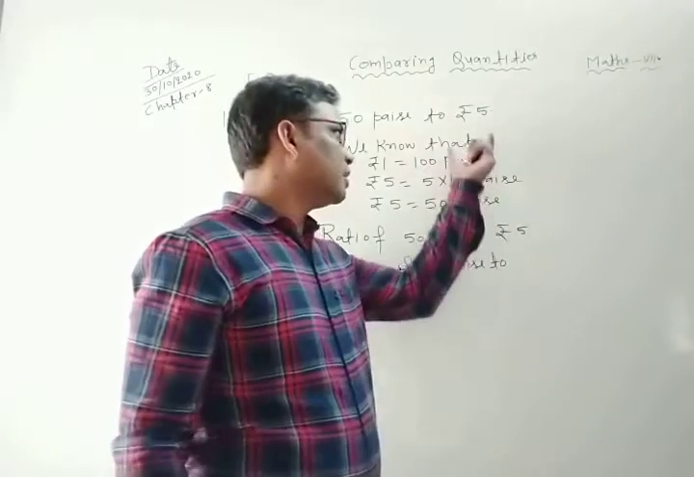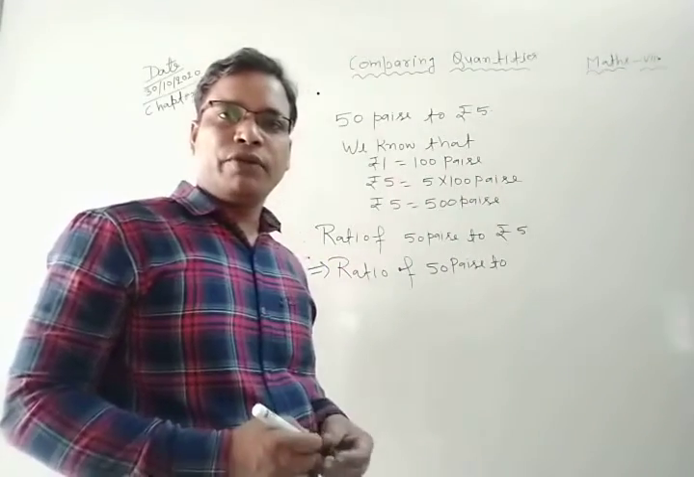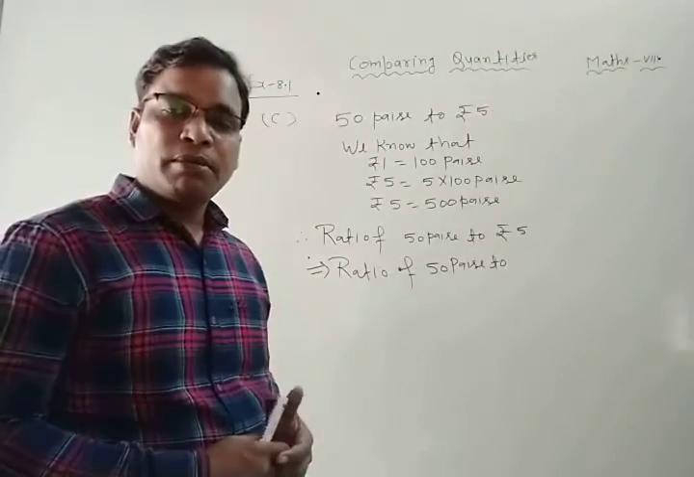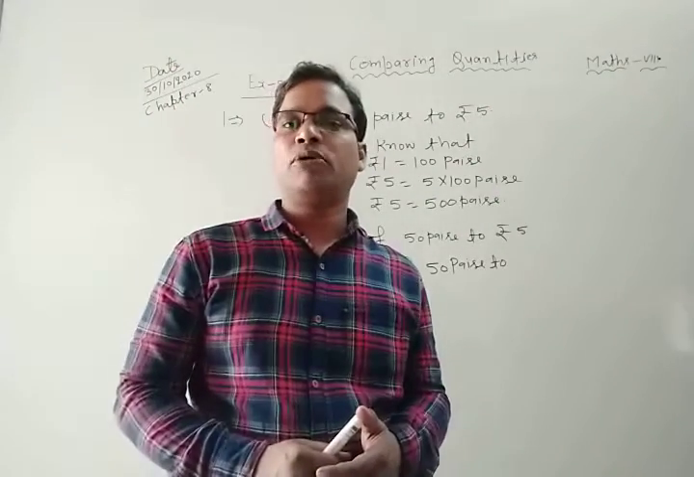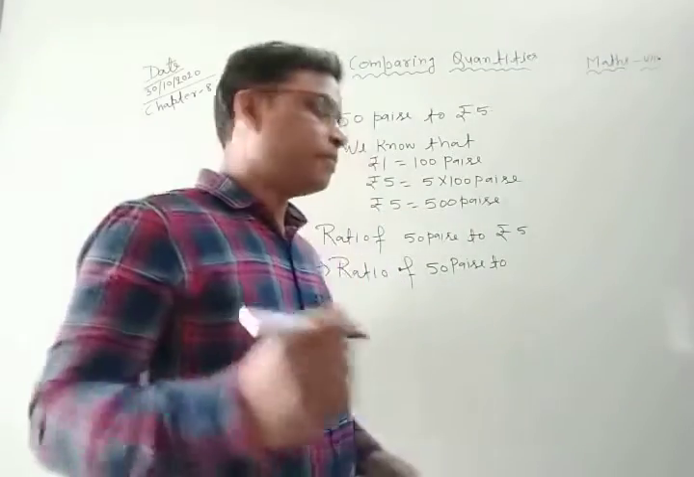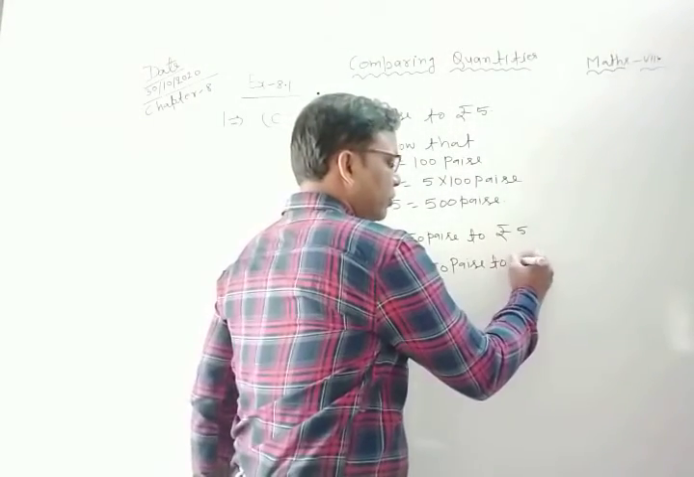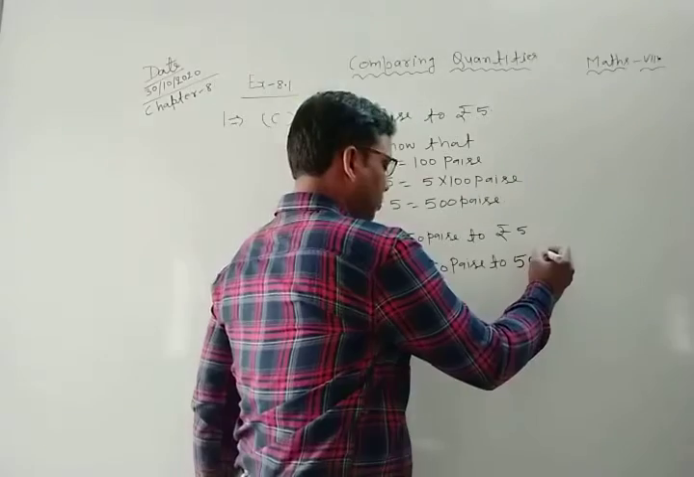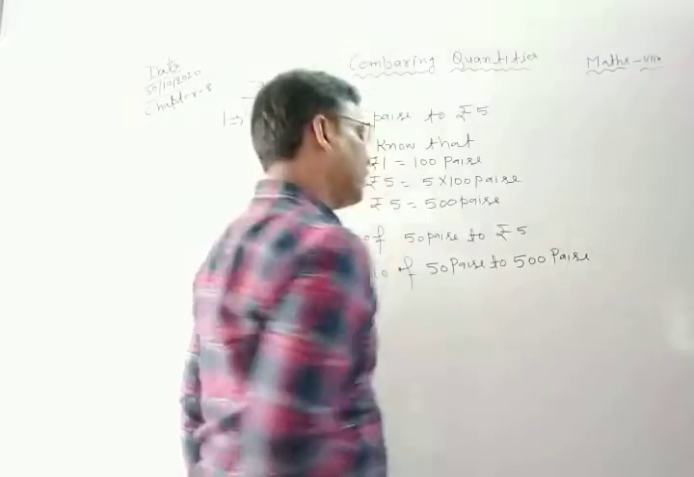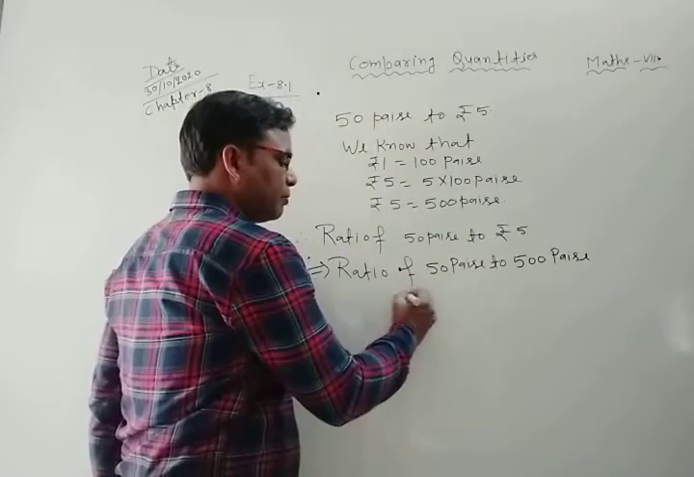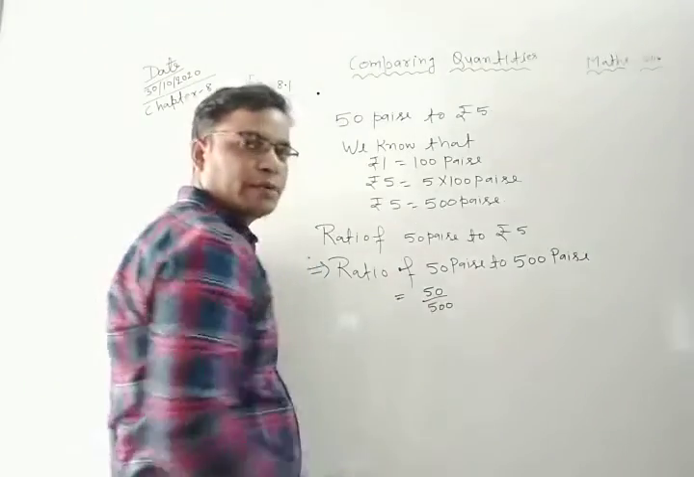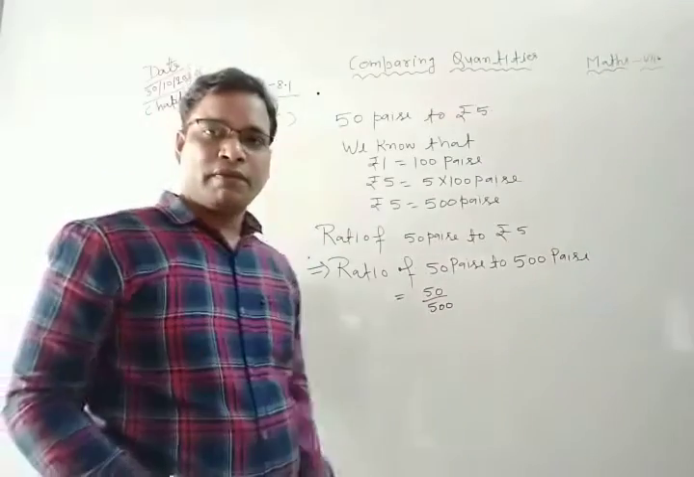Okay, because here you can see we changed it, and we know that 1 rupee is equal to how many paise? 100 paise, but we have 5 rupees, so 5 rupees is equal to 500 paise. So we can write here 500 paise. Here we find the ratio of 50 paise to 500 paise. For this we can write 50 by 500.